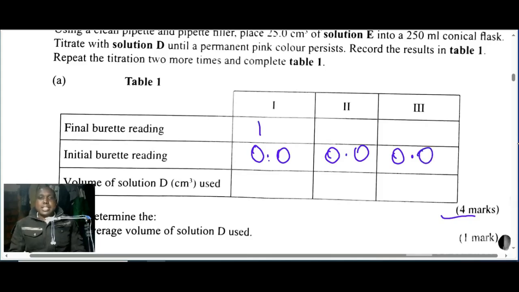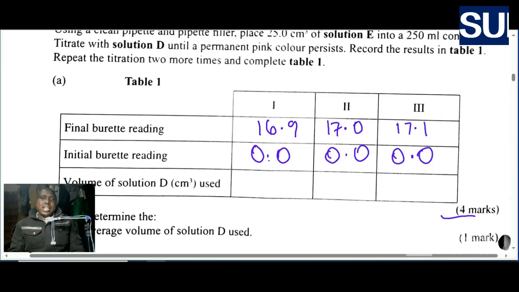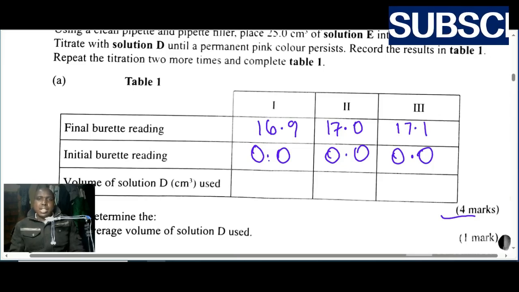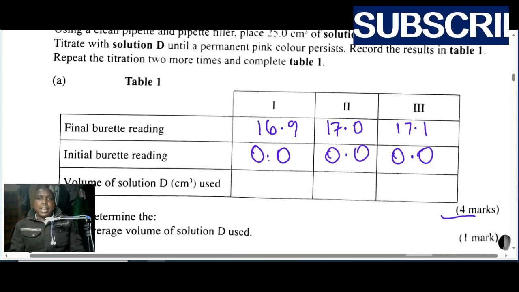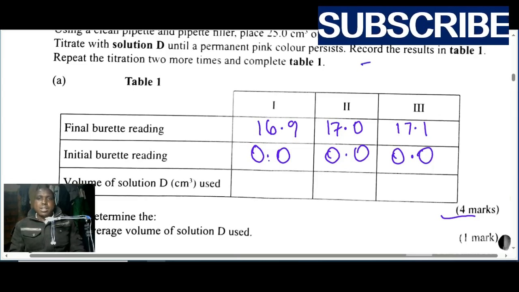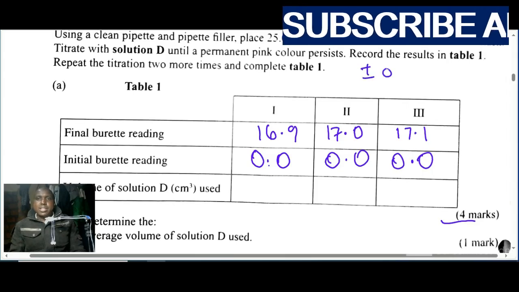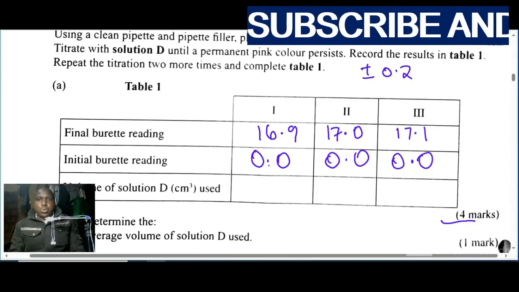So the volume was 16.9. This was 17.0, 17.1. So when you look at this 17.1, in the course they are within plus or minus 0.2.